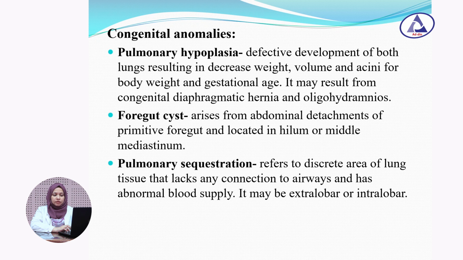The next one is pulmonary sequestration. It refers to a discrete area of lung tissue that lacks any connection to the airways and has abnormal blood supply. It may be extralobar or intralobar. So the major congenital anomalies of respiratory system include pulmonary hypoplasia, foregut cyst, and pulmonary sequestration.